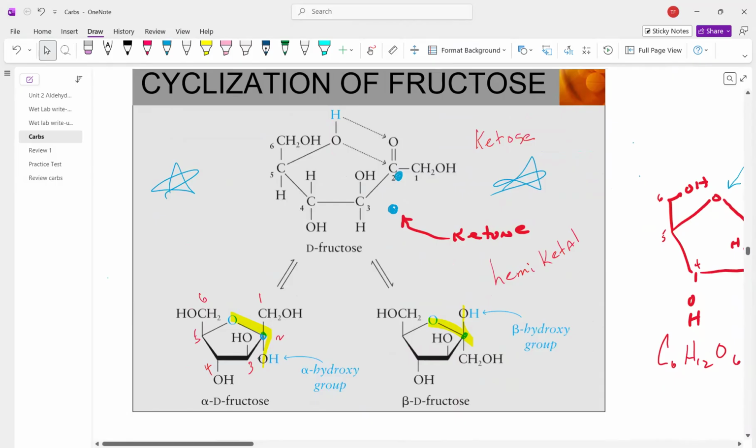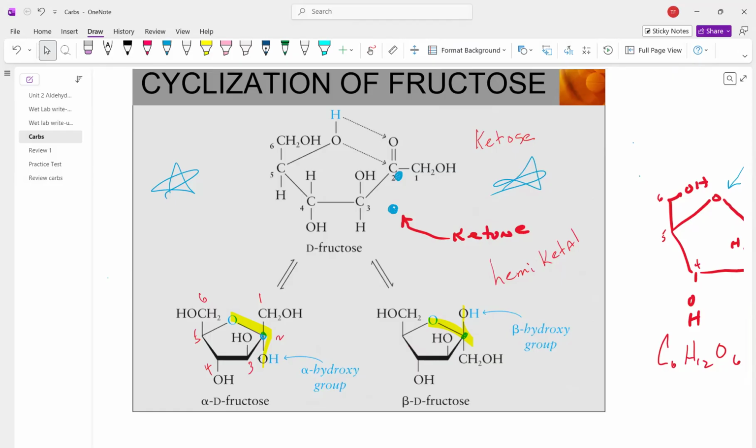Now, when fructose opens up and closes, it exhibits not an aldehyde, but a ketone. But the ketone is one of the exceptions for oxidation. So there are three versions of ketones that can be oxidized. When fructose opens up, it includes one of them that can be oxidized. So fructose can be oxidized, even though it opens up to a ketone. And it's got alpha, beta forms of it again.